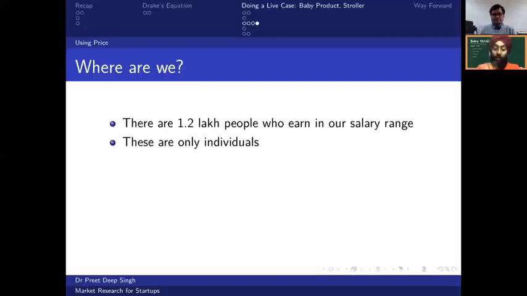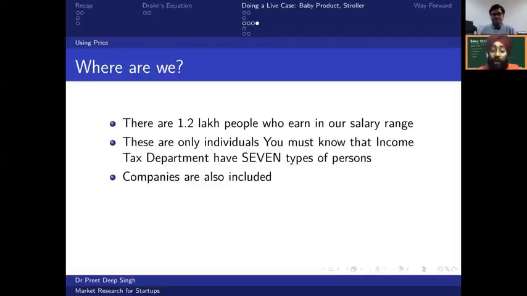Cool. So understand that these are only individuals, right? Now, again, one more aspect of critical thinking that you need. When you go back to the results, you can Google it for yourself. I would strongly urge that you do it yourself and get it. These are only individuals. Now, technical knowledge here is that the income tax department has 7 types of persons. There is a natural person called an individual.